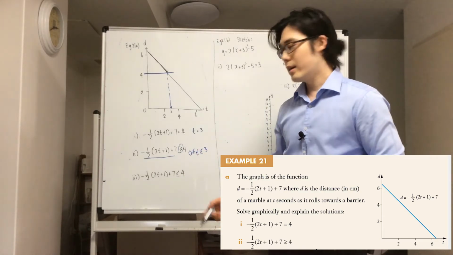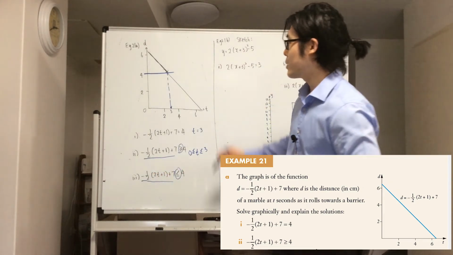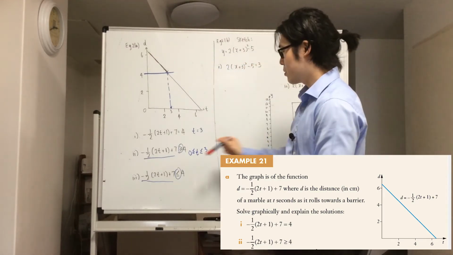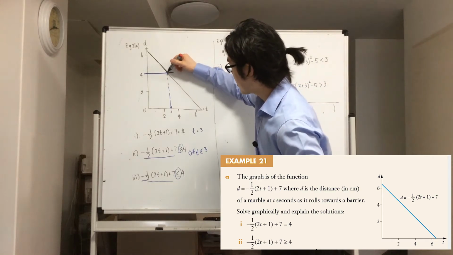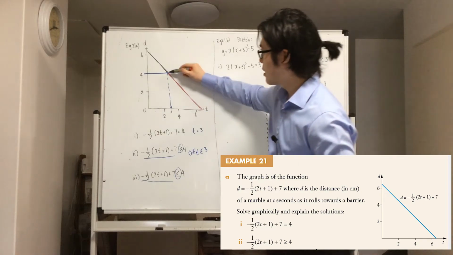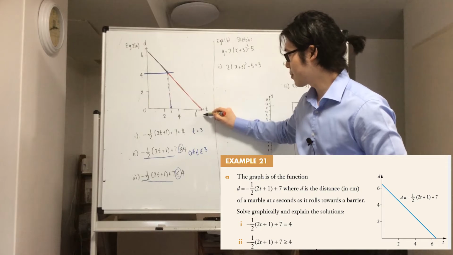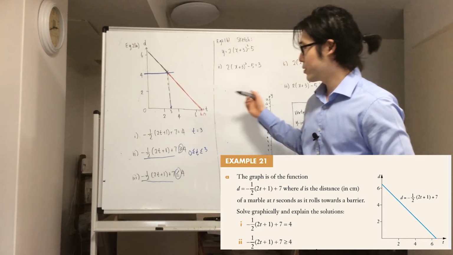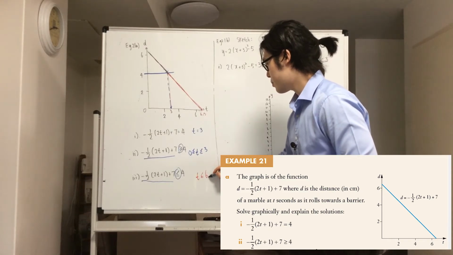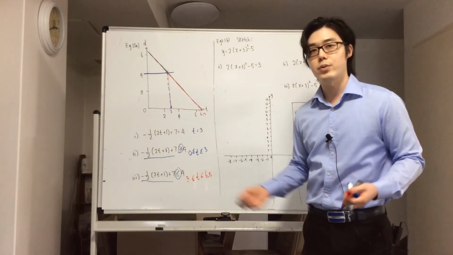Now, with this one, if it says the graph is less than 4, that means we're looking at below 4. So we're looking at this part of the graph. So let's have a look at the t values from there. So we've got 3, and what's that t value at the end right here? Let's say it's 6.5. So that's what you would write. So in that case, t is in between 3 and 6.5. So that's how you would interpret the question.